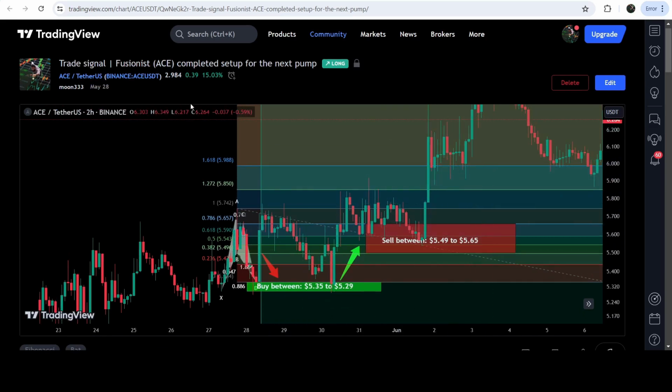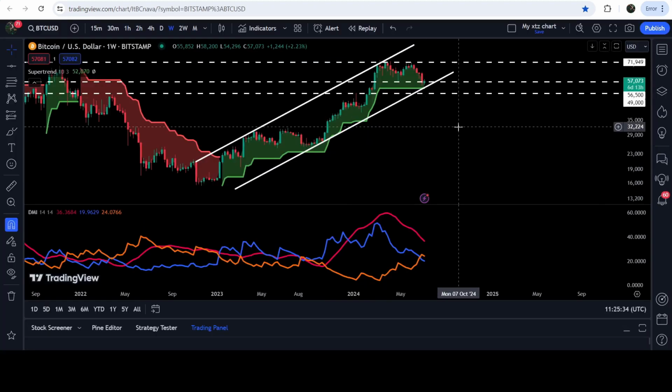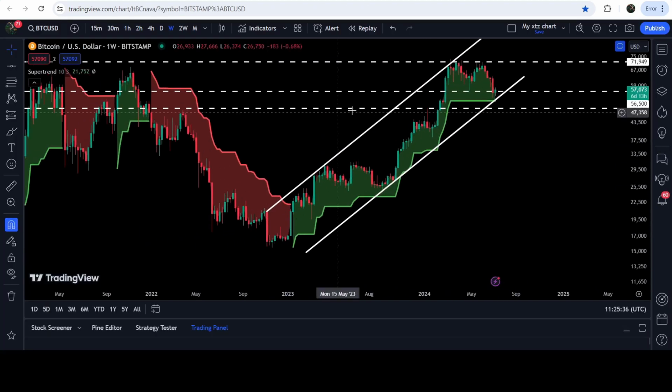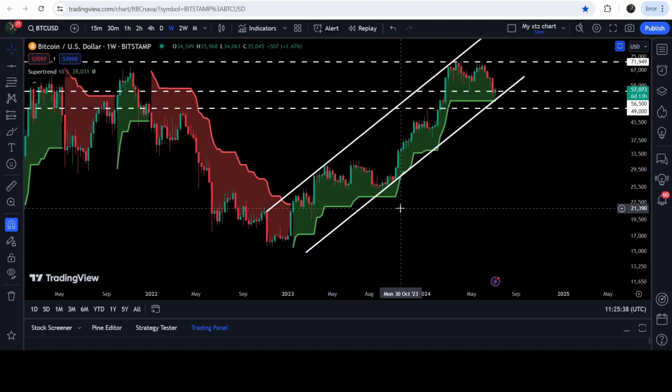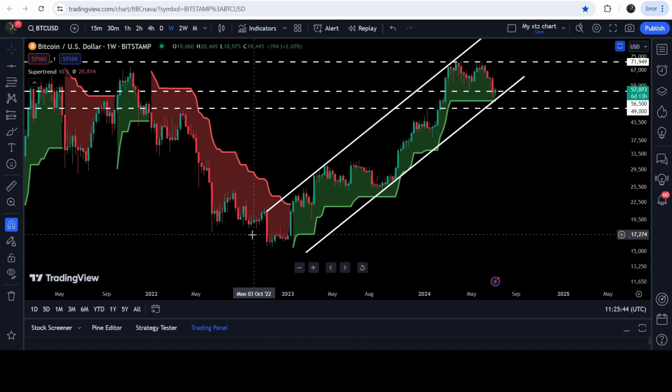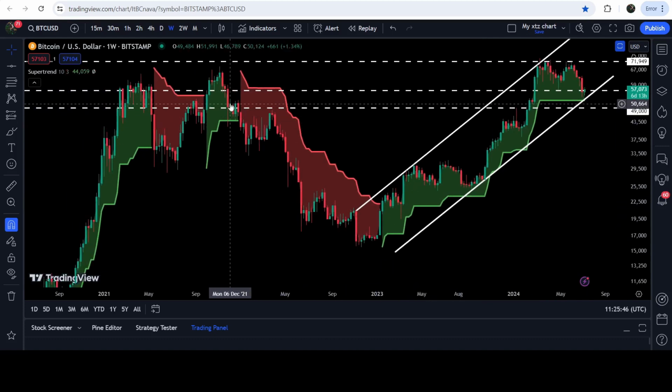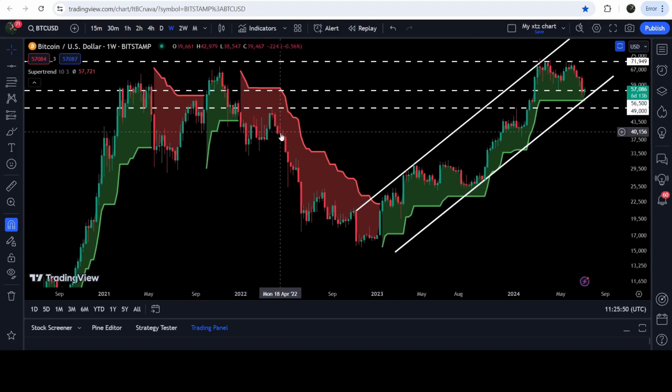Now, let me take you to the live chart of Bitcoin. This is the weekly time frame chart, and this is the super trend indicator, that is one of the best indicators to determine or measure the Bitcoin bull run. Whenever it turns green, you can see that a bull run starts. And whenever it turns red and the price line crosses down, you can see that it works as a very, very strong resistance for the long term.